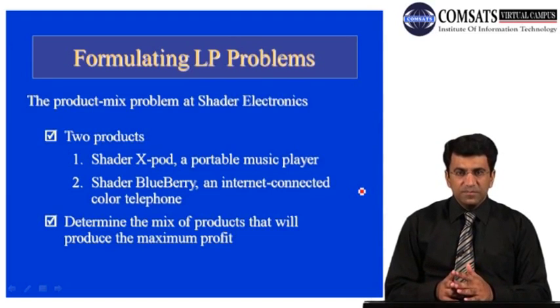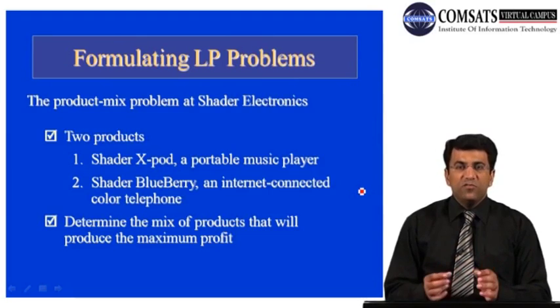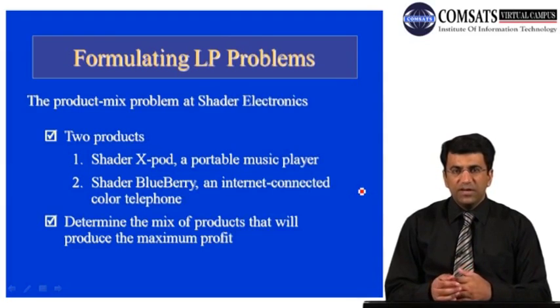What are the products? There are two products: the Shader Export, which may be represented by X1, and the Shader Blueberry, which may be represented by X2. Now what are X1 and X2? In this particular problem, we are interested in finding the quantity of these two products which can maximize the profit. So we suppose that the required quantity is X1 for the Shader Export and X2 for the Shader Blueberry product.